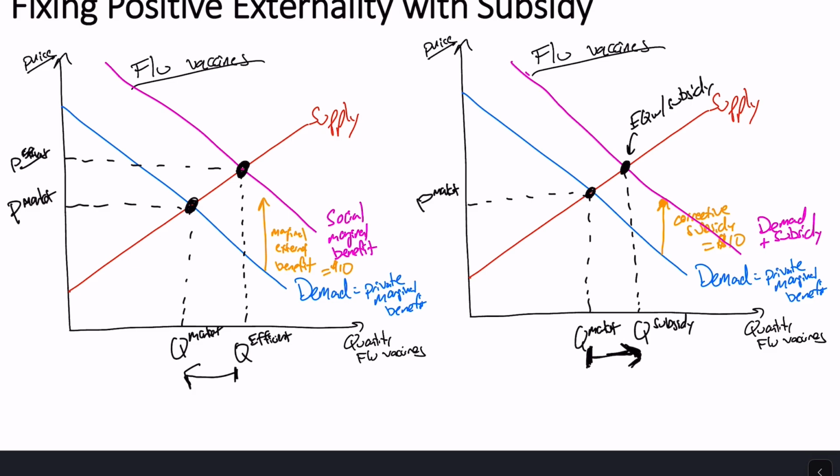So the key here is that our corrective subsidy is $10. That's exactly the same as the marginal external benefit. And so our quantity subsidy should be equal to our quantity efficient. And we have solved the positive externality problem. And private markets, once you subsidize them, will give you the efficient amount. And so we've internalized those external benefits. This is a market-based solution to fix that positive externality problem of underproduction.